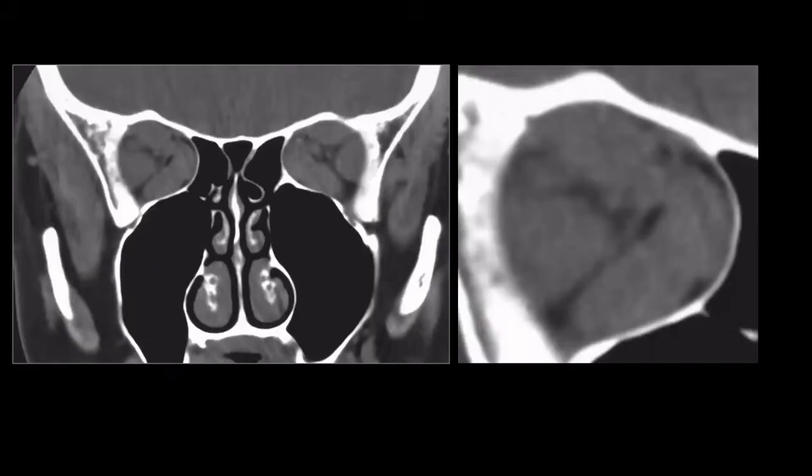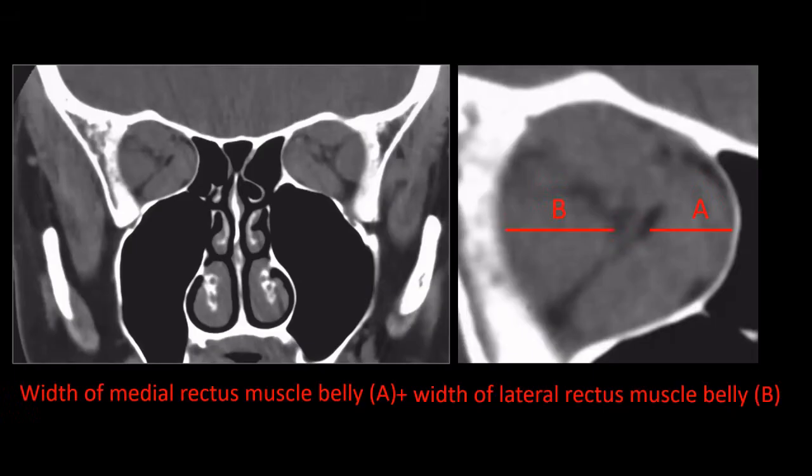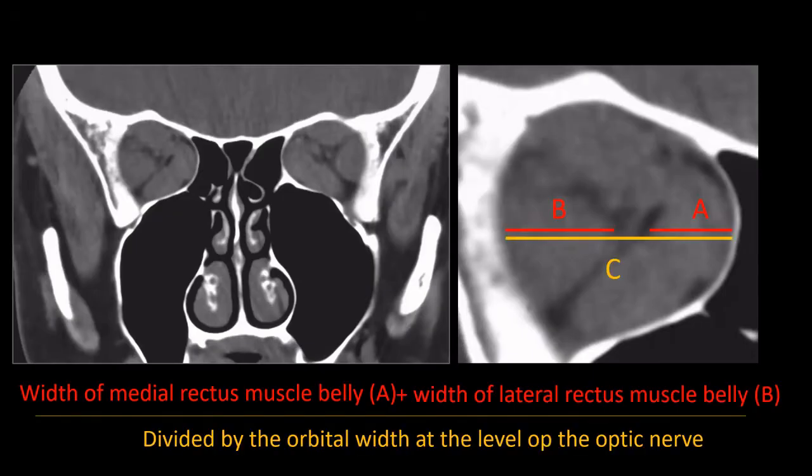Here's once more how to measure the Barrett index, because I believe that the previous image might have been a bit unclear. So you take the width of the medial rectus and the width of the lateral rectus muscle. You make the sum of the width of both muscles and you divide it by the orbital width at the level of the optic nerve and multiply that by 100. This is the horizontal Barré index.